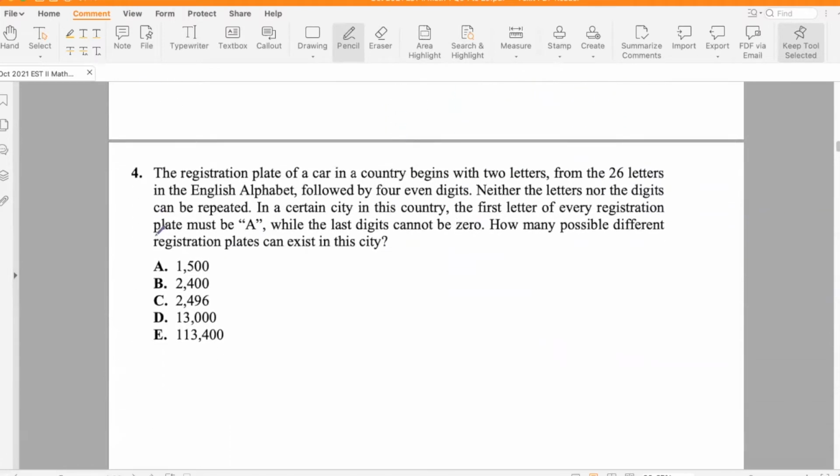The registration plate of a car in a country begins with 2 letters from the 26 letters in the English alphabet, followed by 4 even digits. Neither the letters nor the digits can be repeated. In a certain city in this country, the first letter of every registration plate must be A, while the last digit cannot be 0. How many different registration plates exist?